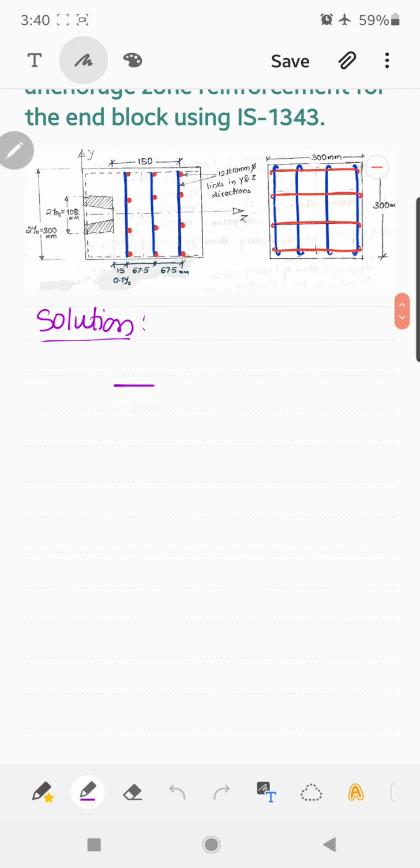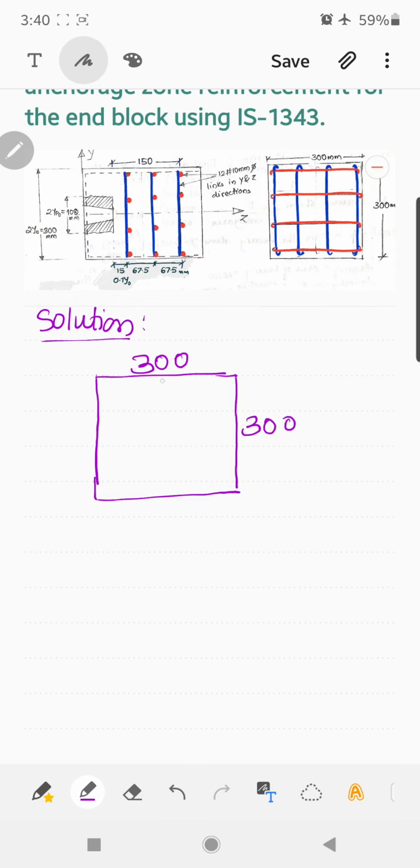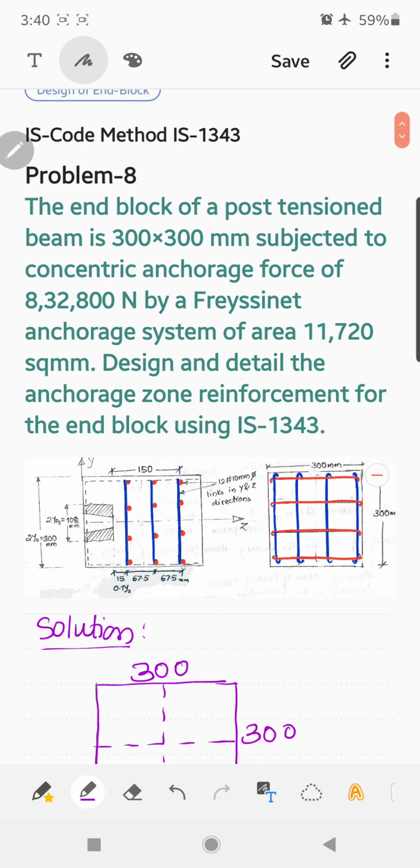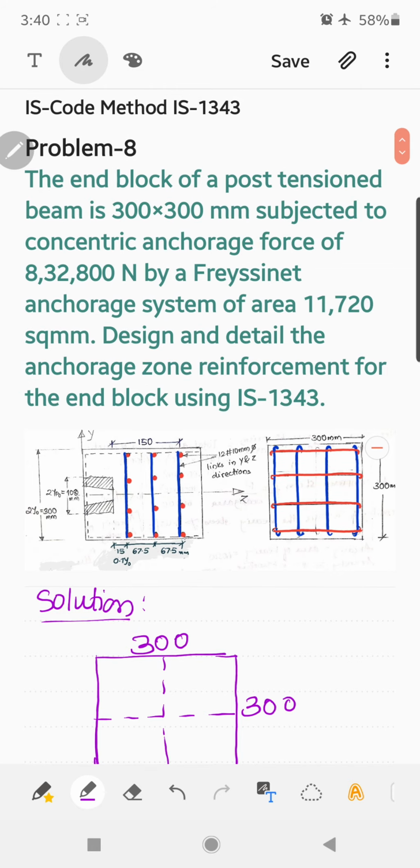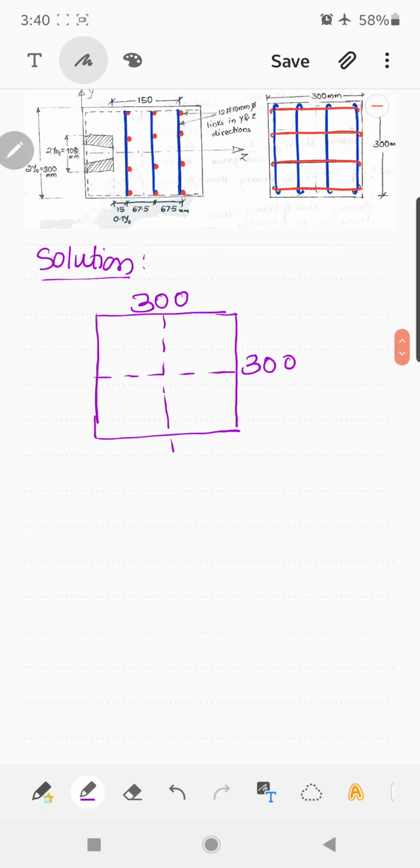Now this is 300 by 300, so it is a square. And you have a circular anchorage system here, which is concentric. The circular anchor plate. Now you have to determine the equivalent area. This will be the equivalent area, so that you can consider this as 2y naught. This is 2yp naught by 2yp naught.